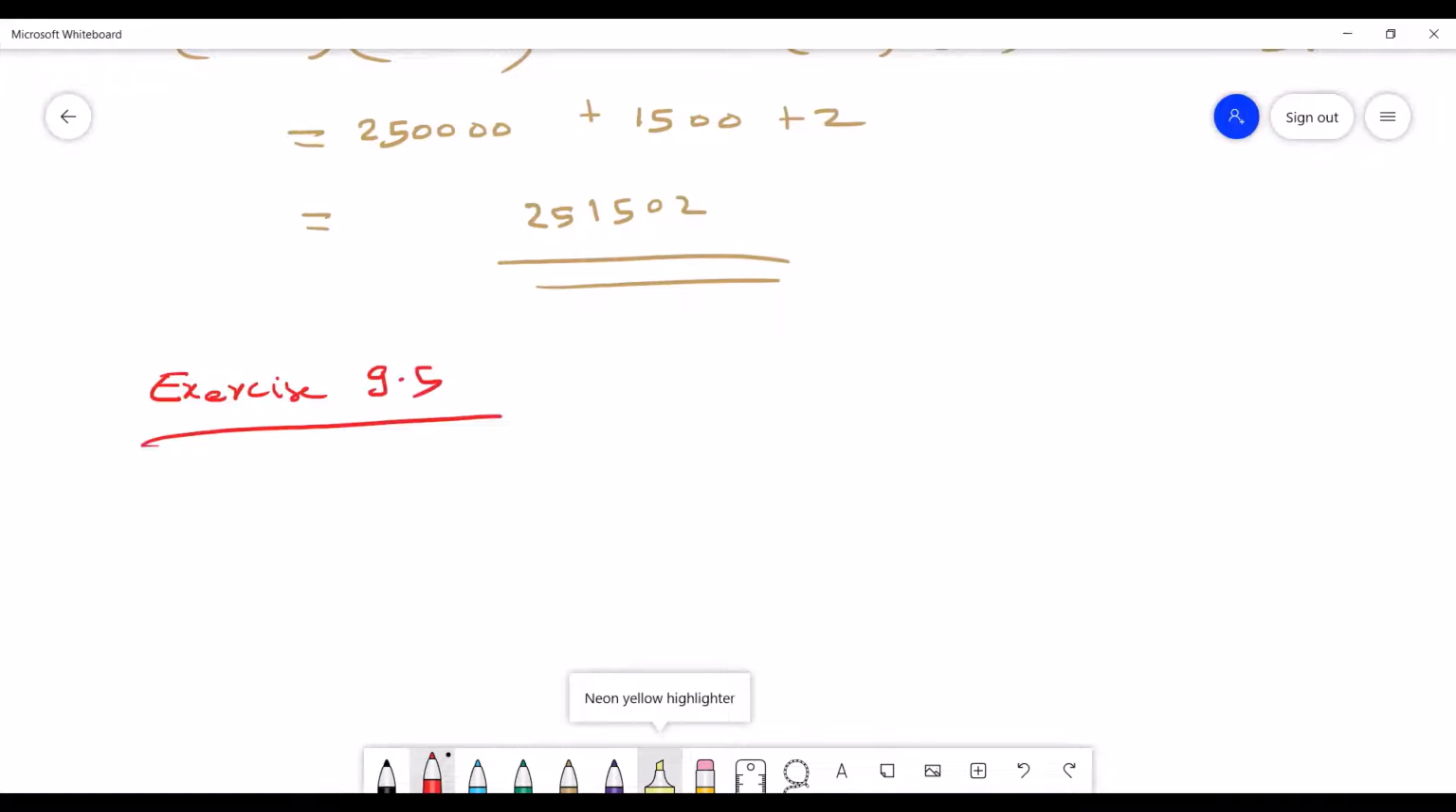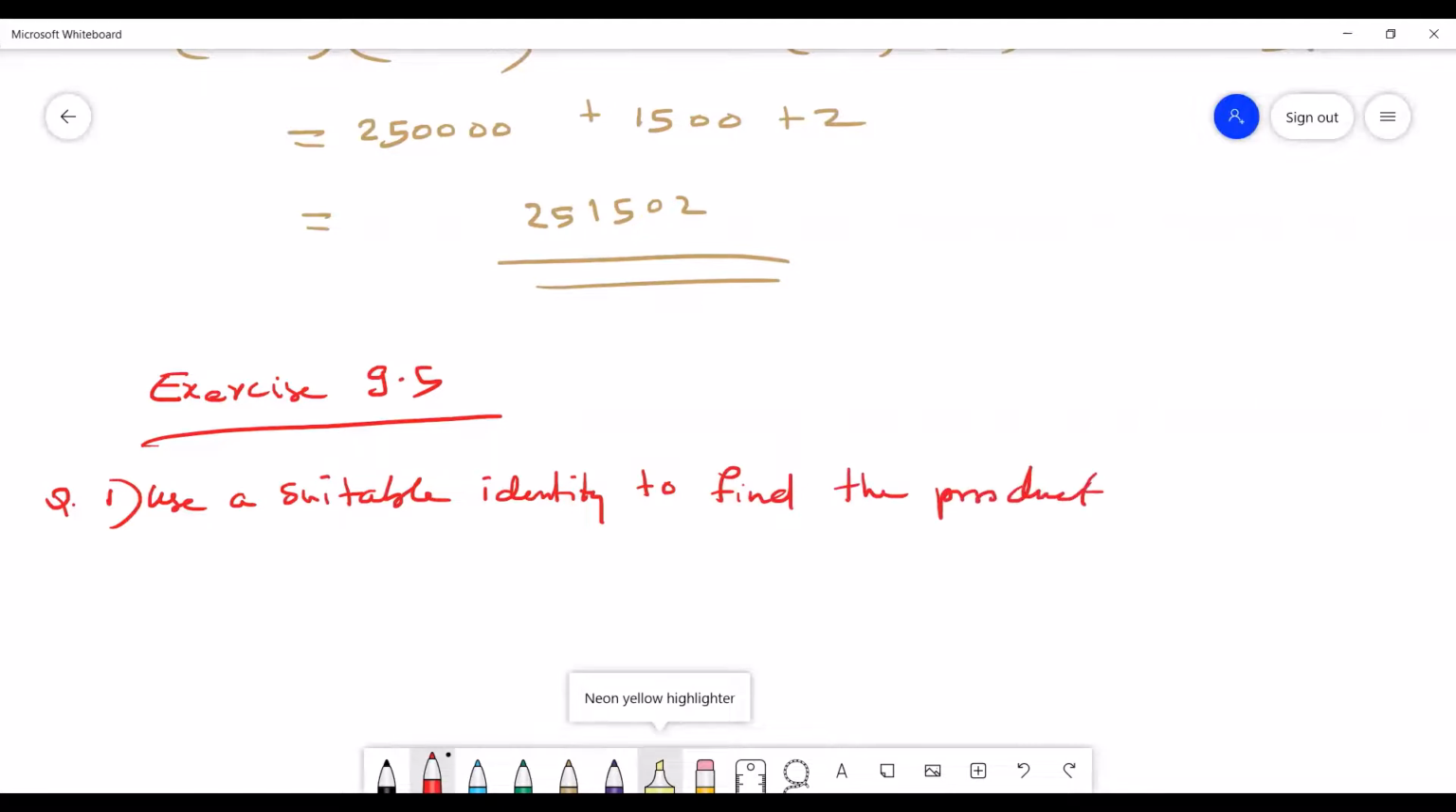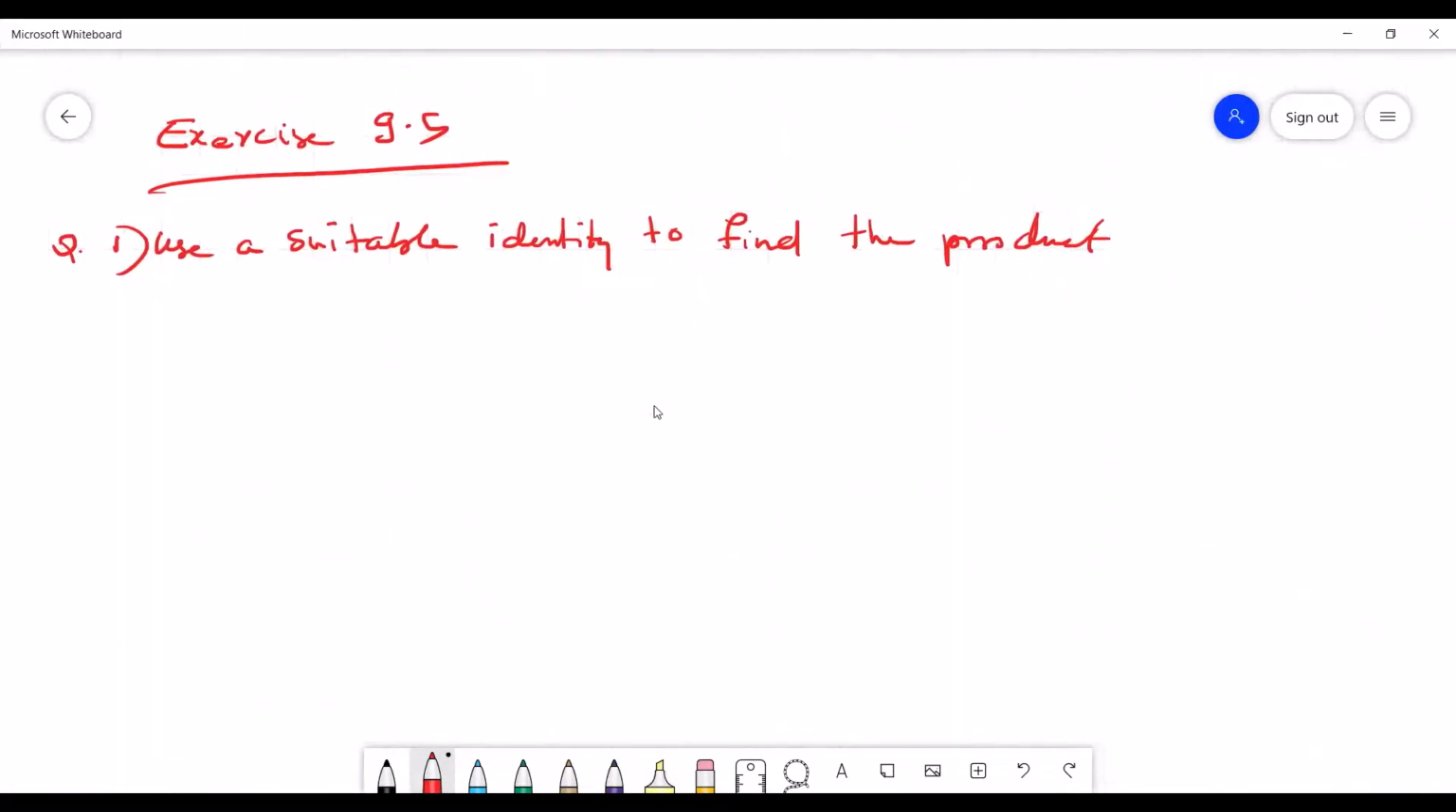First of all, let us consider it is given: use a suitable identity to find the product. So the first question itself I am considering here.